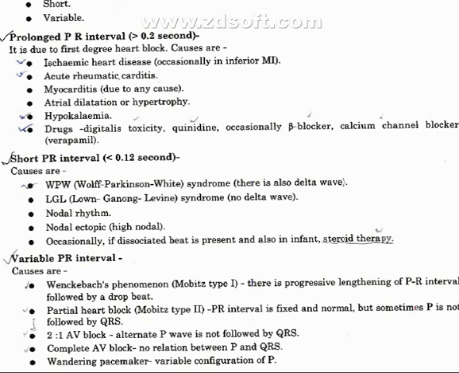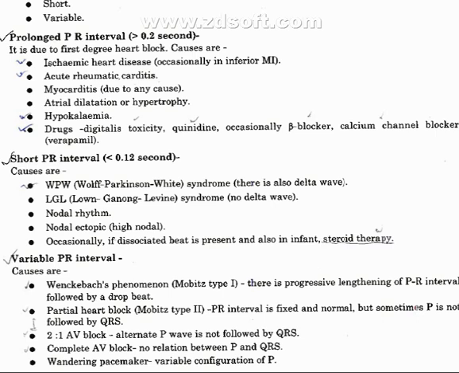Now, short PR interval, the PR interval less than 0.12 seconds. Causes are WPW syndrome, Wolff-Parkinson-White syndrome, which we all know. There is also a delta wave. LGL syndrome, Lown-Ganong-Levine syndrome: there is no delta wave. Nodal rhythm, nodal ectopic, high nodal. Occasionally, if a dissociated beat is present, and also in infants and steroid therapy.